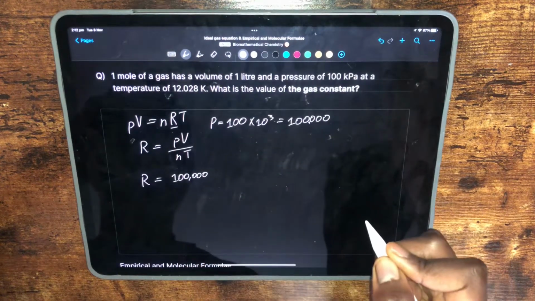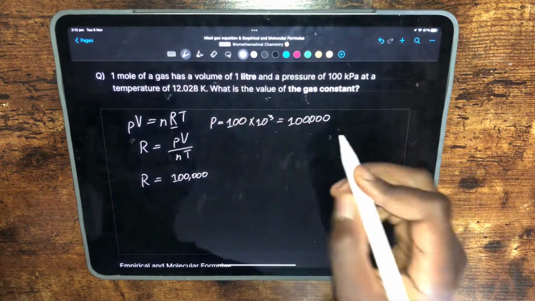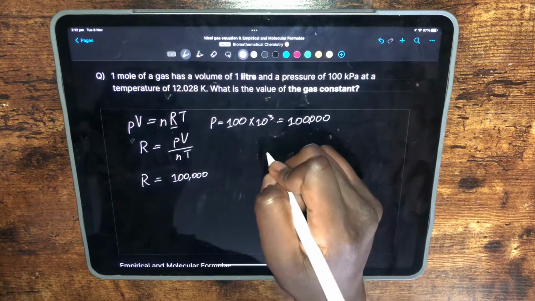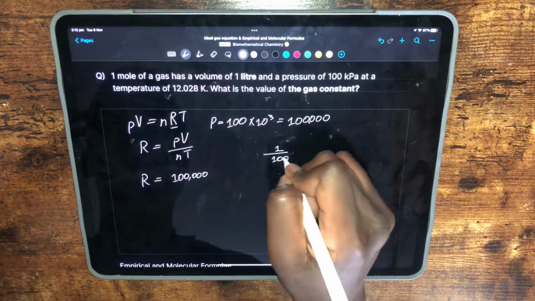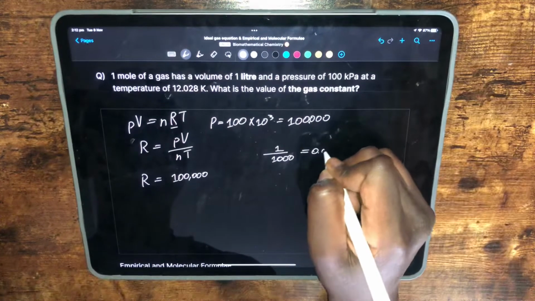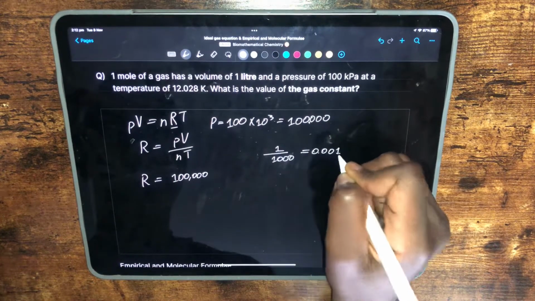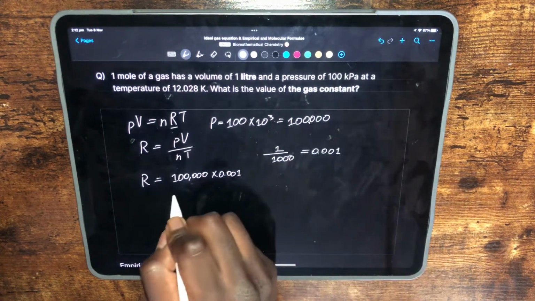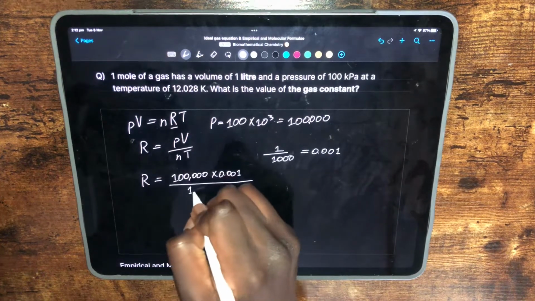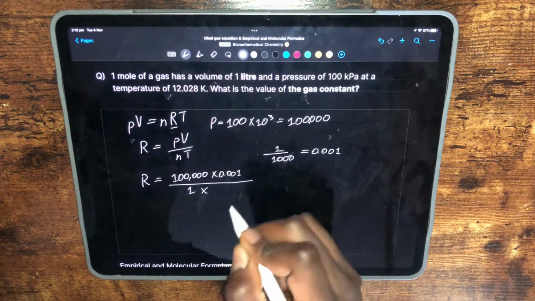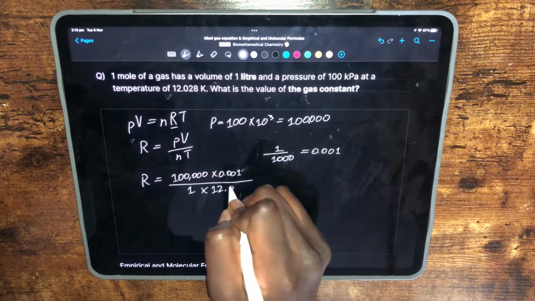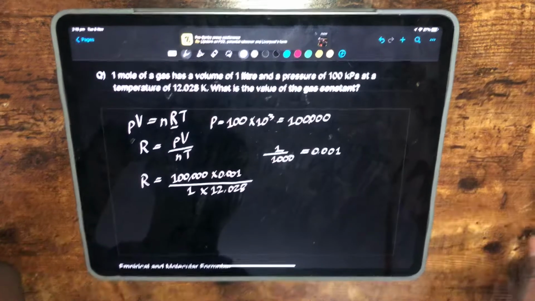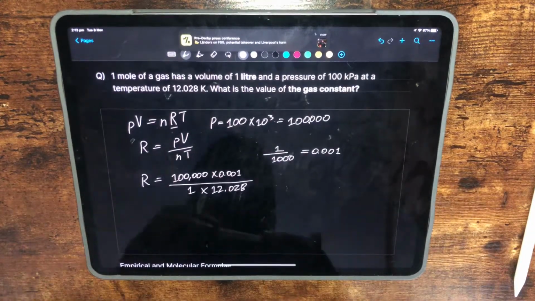The volume is 1 litre. So that's 1 litre is 1 decimeter cubed, which is 1 over 1,000 meters cubed, which is equal to 0.001 meters cubed. So times 0.001 meters cubed over the moles, which is 1 mole. So we can just do that 1 in our calculator. We didn't really put that down. And our temperature is 12.028 Kelvin, right? I could just cancel those out, but let's just write out what it is.